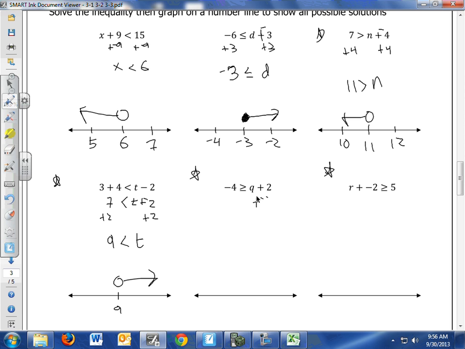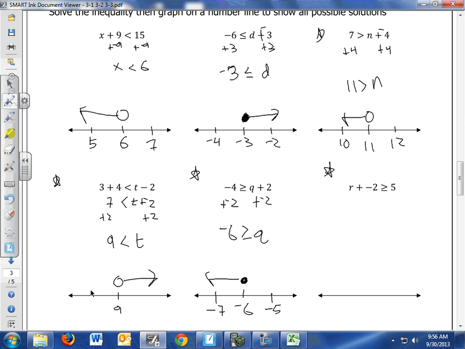Here, I would add negative 2 to get rid of this 2. Negative 4 plus negative 2 is negative 6. I have numbers less than or equal to negative 6. Here's negative 6. I'm going to include negative 6. Numbers less than negative 6 are over here, where negative 7 is, not where negative 5 is.